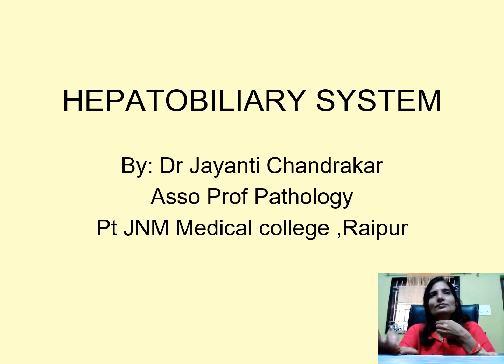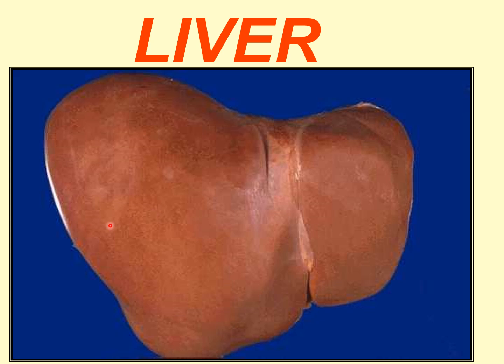So here you can see that this is our liver. This is the largest organ of our body. It is pyramidal in shape. You can see that the outer surface of the liver is shiny, smooth, grey-tan in appearance. Mainly two lobes are visible, the right and the left lobe, but there are four lobes.